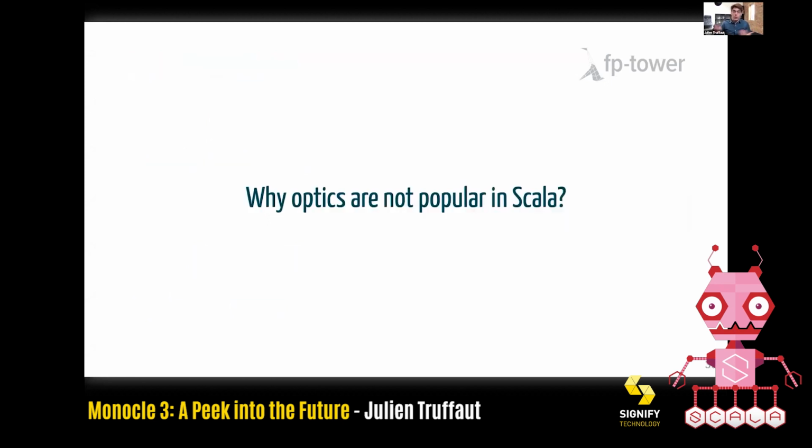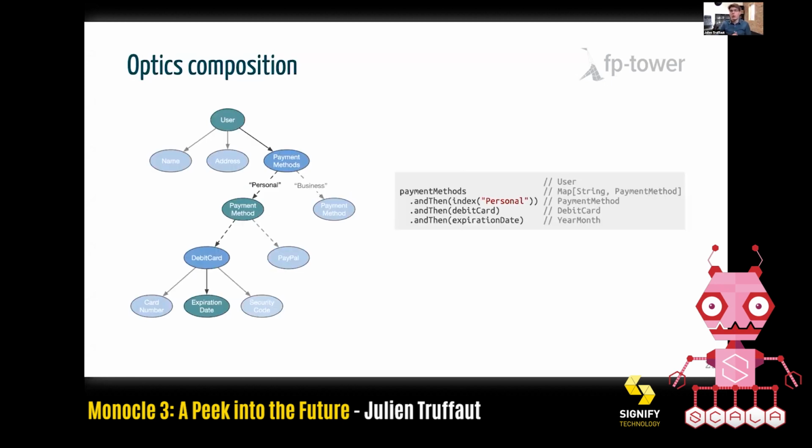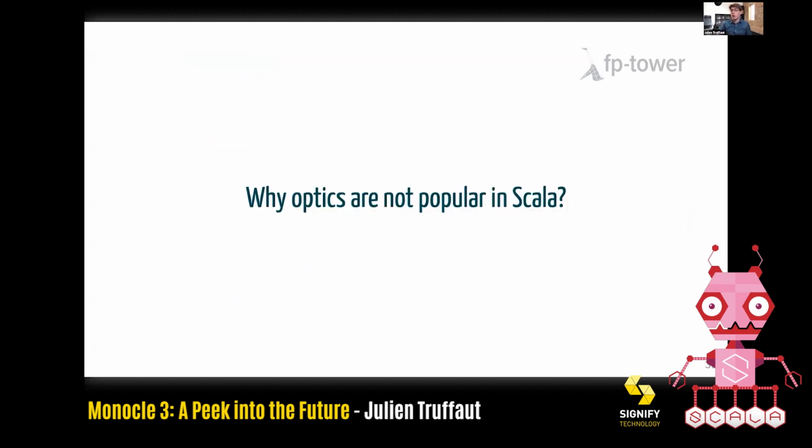And if we compare, I think it's quite readable, it's quite nice. I like that each optic corresponds to one arrow in this diagram. The question is, why are optics not more popular in Scala? It sounds like quite a good idea. I think there are several reasons why.